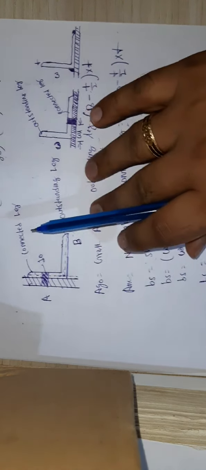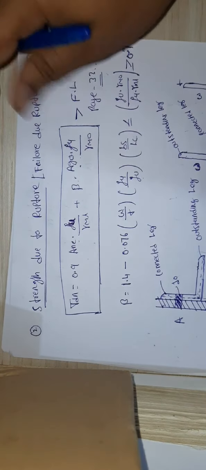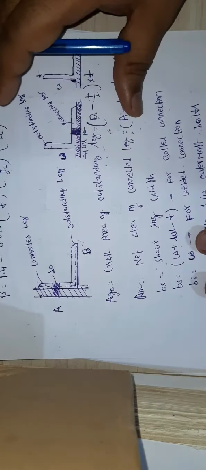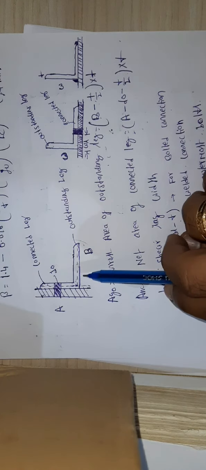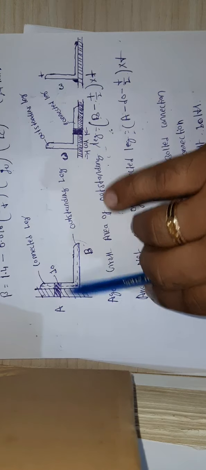Az0, what do you mean by Az0? We are using Az0 in this formula. Az0 is nothing but the gross area of the outstanding leg. So let us take this example. This is a gusset plate and this is the angle connected to the gusset plate.